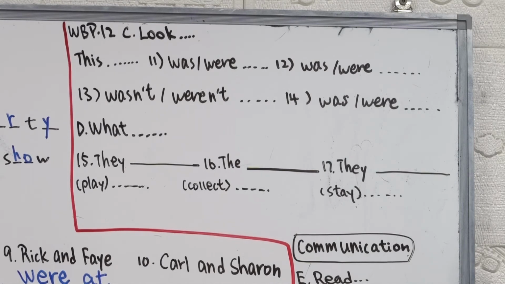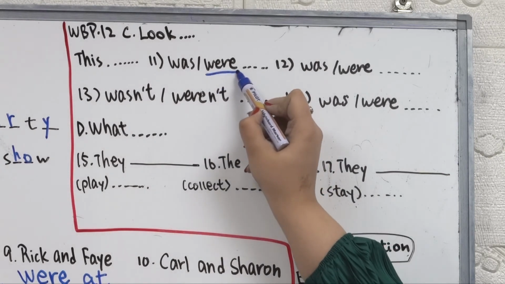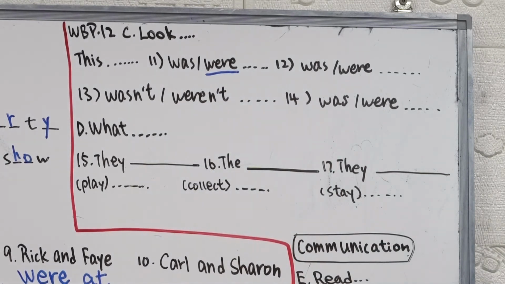For example, number 11, let's read. This was heightened 60 years ago. When we talk about 60 years ago, we have to use past tense. There was or were a lot of small shops. There was or there were. Of course, we use were because it says a lot of small shops, right? So that's why we have to use were.